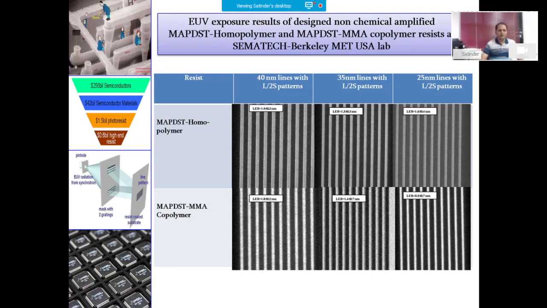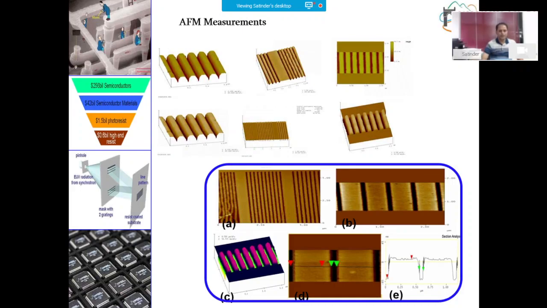So here you can see that 14 nanometer, 35 nanometer, 25 nanometer, 12/2S are there, and these are well developed, and LDR and WR are also within the budget, which is as per the expectation of the International Technology Roadmap for Semiconductors. Then we did some surface morphology analysis with the AFM, and here it is also clearly visible. We are getting the line patterns, and the line patterns are well developed.